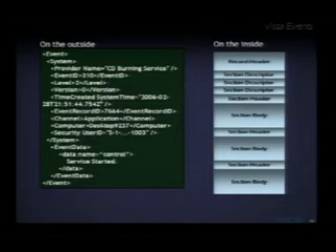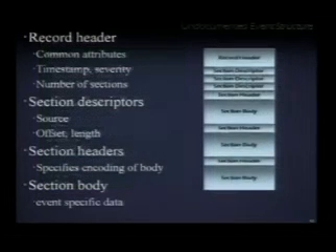So this is the encoding for a new encoding, and it's very different from XP, where you have basically an array of strings, or an array of data types, a single array of types. In the record header, you have these common attributes such as timestamp and severity. Again, the section descriptors tell you what source, what provider of the events, and the offset and lengths of the bodies, and then the header for each body is going to tell you the encoding for the body.